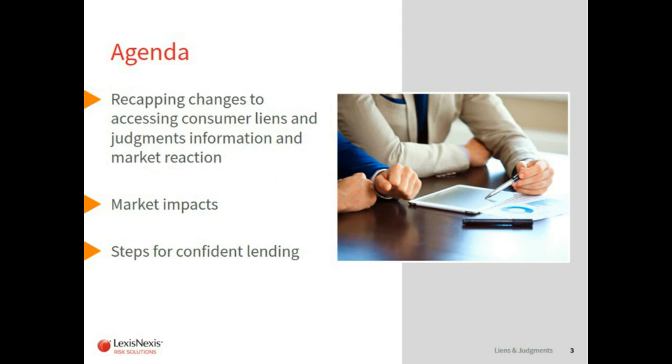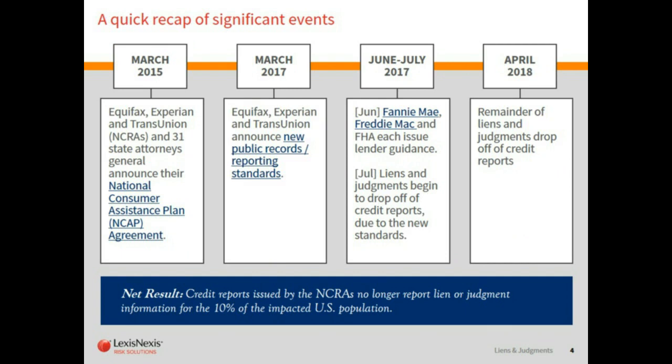So let's get into a quick recap of the significant events that have happened and what triggered the loss of the liens and judgments records on credit reports. If we go back to March of 2015, that was the announcement in response to New York and 30 other states who had initiated a suit against the national credit reporting agencies, Equifax, Experian, and TransUnion, specifically to address data errors in consumer credit reports. For those of you on this session, I'm sure you're familiar with reports about the percentage of consumer reports that had one or more factual errors. This is really what drove that suit.